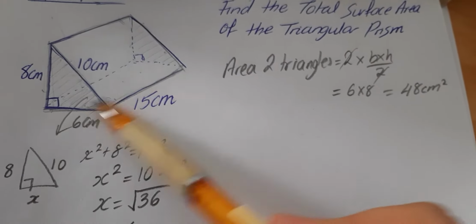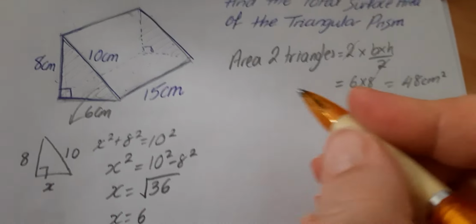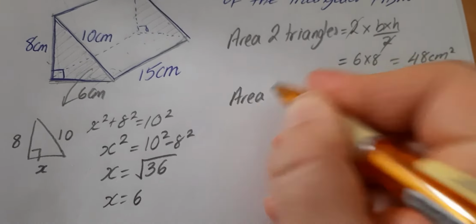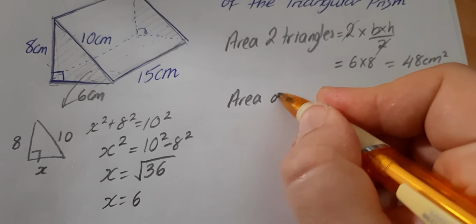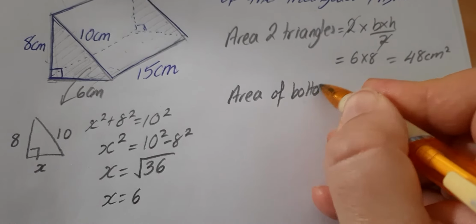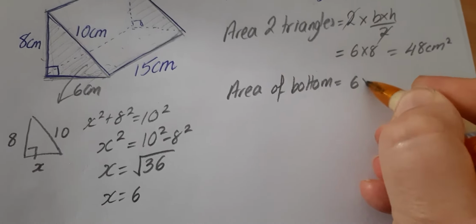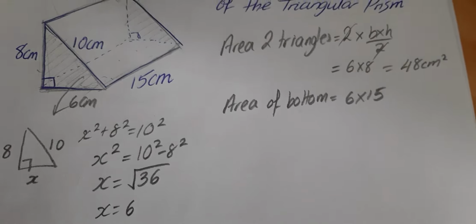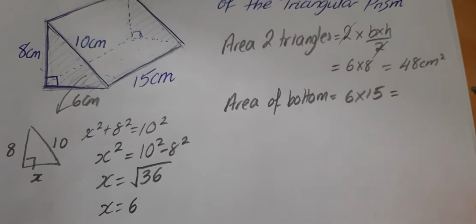Let's find the area of this bottom part. So area of the bottom is going to be 6 times 15, which is 90.